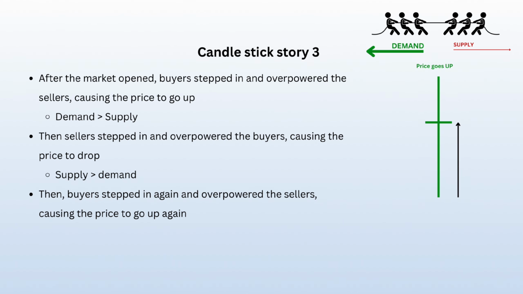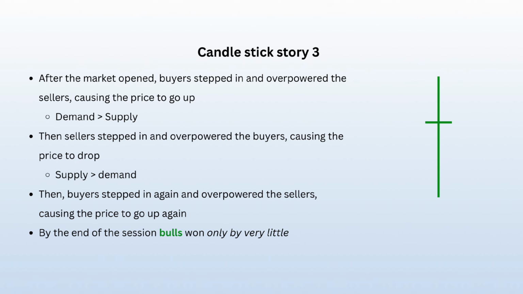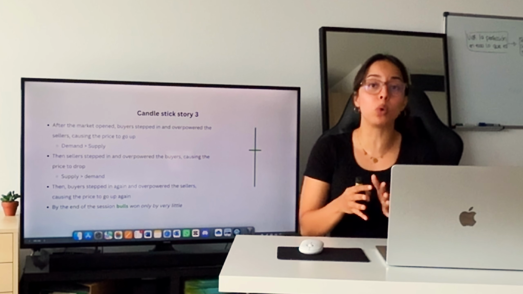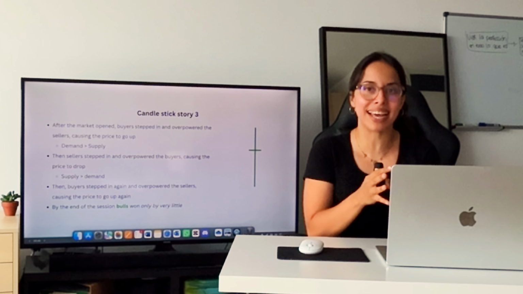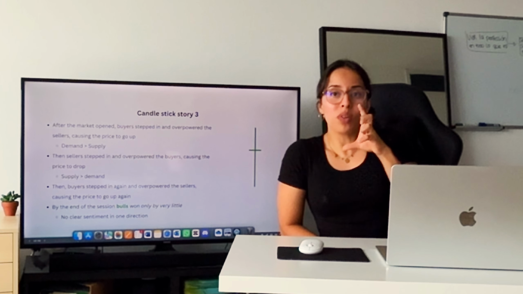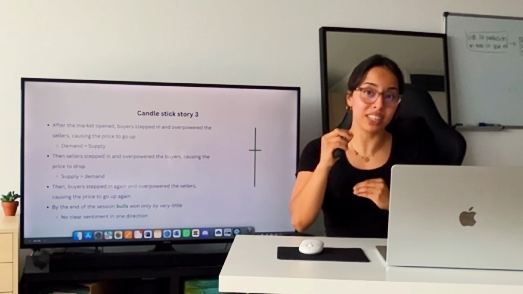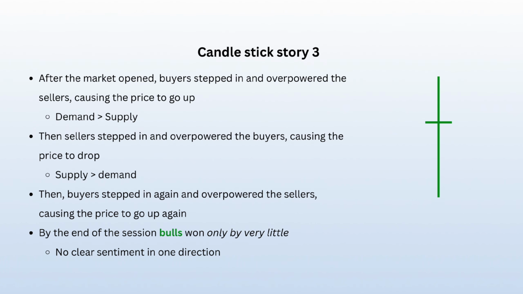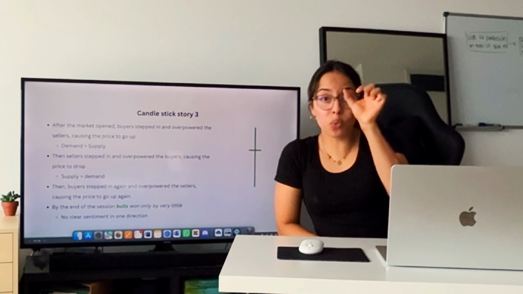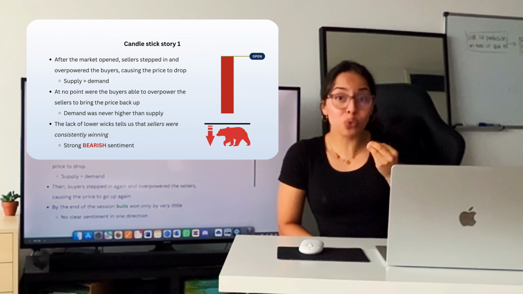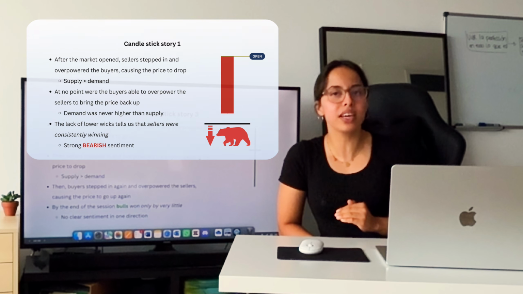But then the buyer stepped in again and overpowered the sellers, causing the price to go up again. And by the end of the session, the bulls won only by very little. And we know that the bulls won only by very little because the candle is green. Which means that when there is no clear body range or a clear white rectangle, there is no clear sentiment in one direction. Because when we had the red rectangle, there was strong bearish sentiment, clearly in one direction.